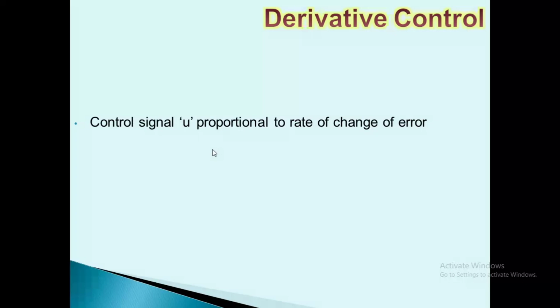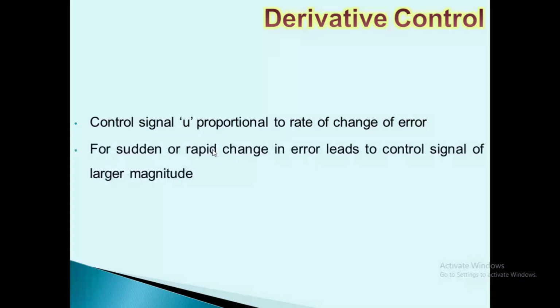Keep in mind that for proportional control action, the control signal U is directly proportional to error. Now we'll see what happens in derivative control. In derivative control, the control signal U is proportional to the rate of change of error. In proportional control, we saw that the control signal U is directly proportional to error. In derivative control, the control signal U is directly proportional to the rate of change of error. That's why the name is given as derivative.